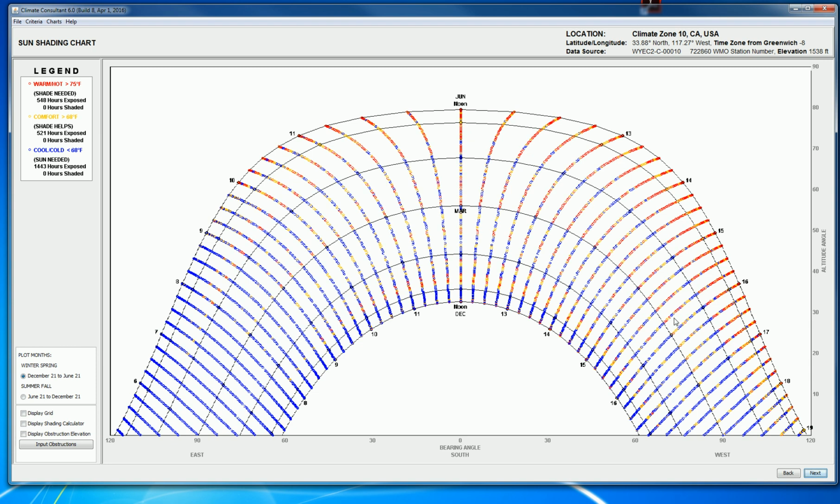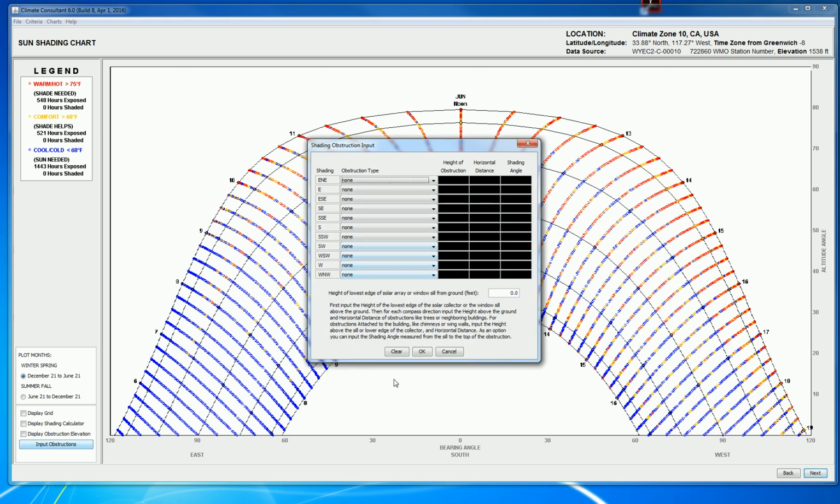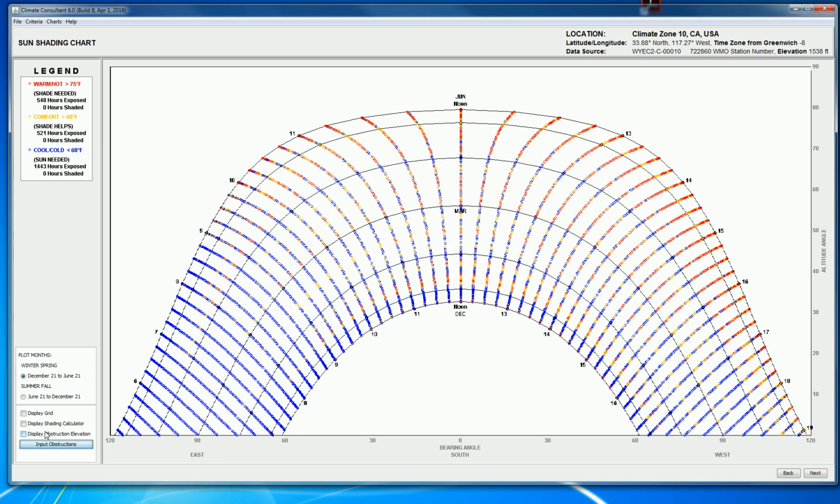Like I said, we're going to take a closer look at this chart later because this chart will allow us to input information related to shading, things that might block the sun from getting to the building. So I'm going to leave that out right now.